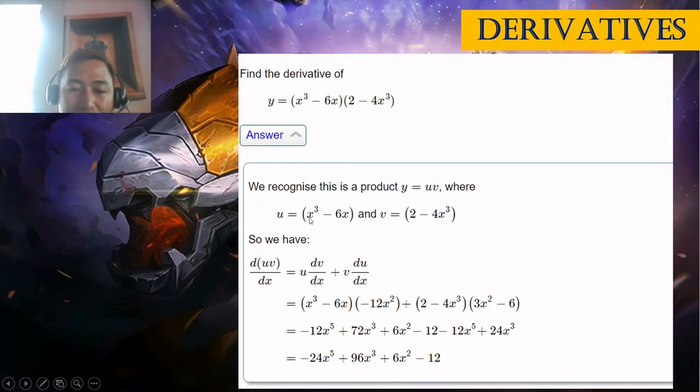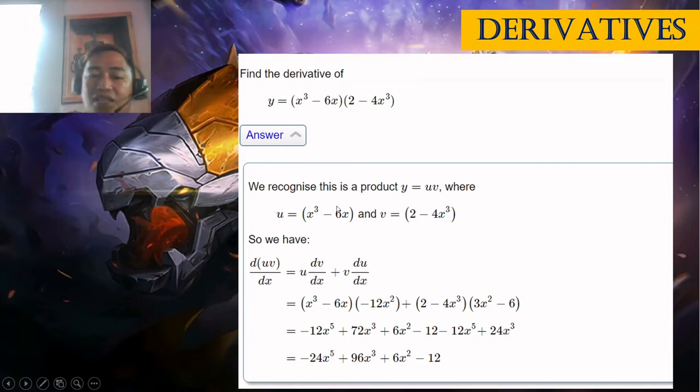So u, class, is x cubed minus 6x, times the derivative of v. The derivative of 2 is a constant, so that is 0. The derivative of a constant is 0. And then 3 times negative 4 is negative 12, x to the power of 2 since we subtract 1. So negative 12x squared. Plus, copy v, which is 2x minus 4x cubed, times the derivative of u, du over dx. So this is 3x squared minus 6.